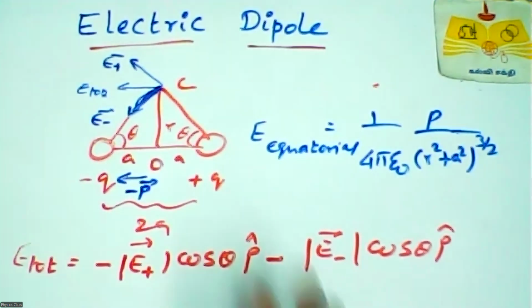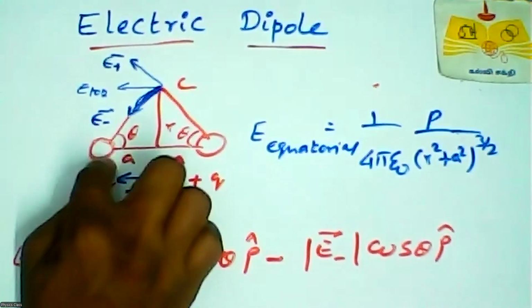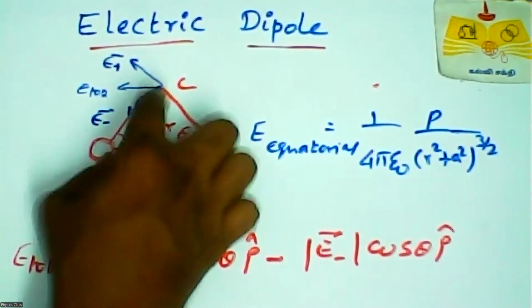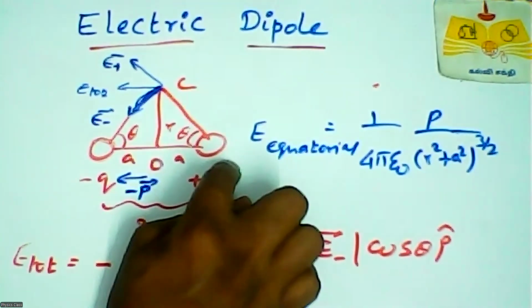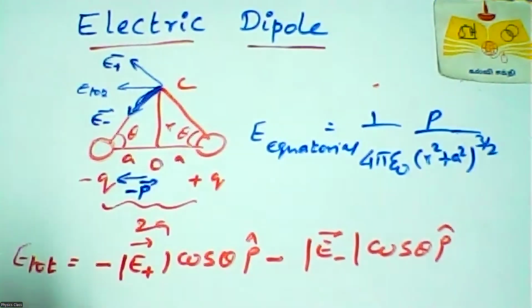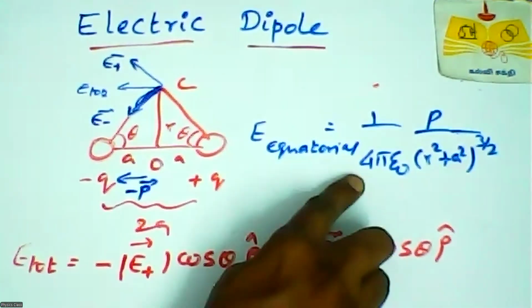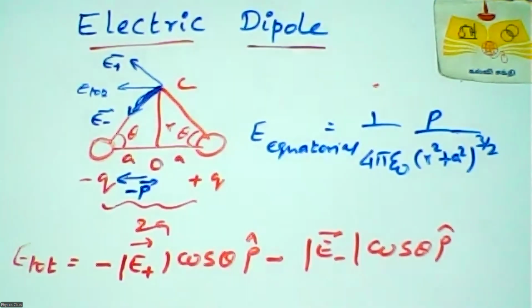So as usual, E plus and E minus vectors have the same magnitude because of the equatorial line. The electric field due to this charge at here, and the electric field due to this charge are the same because of the equatorial line. So the magnitudes of E plus and E minus are the same: 1 by 4 pi epsilon naught Q by (R square plus A square). Then we will get this expression.